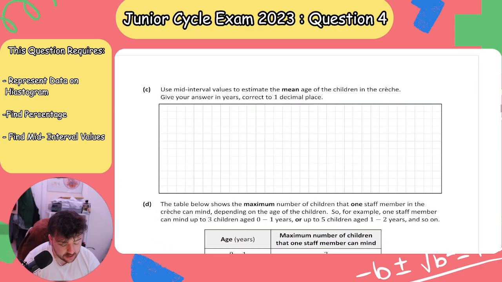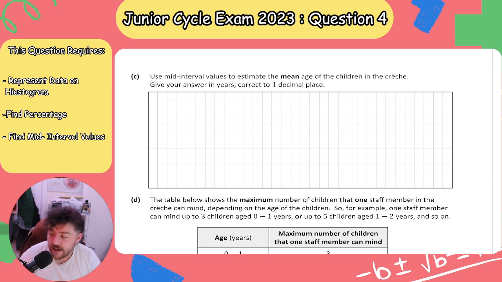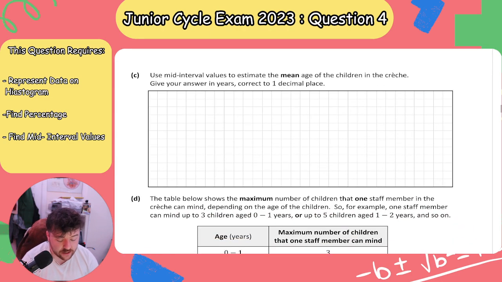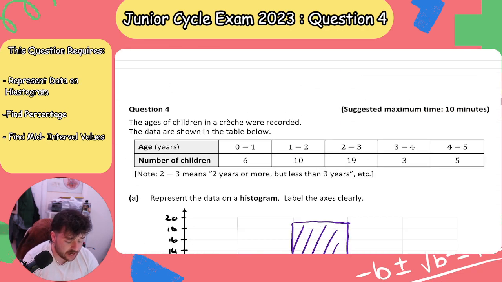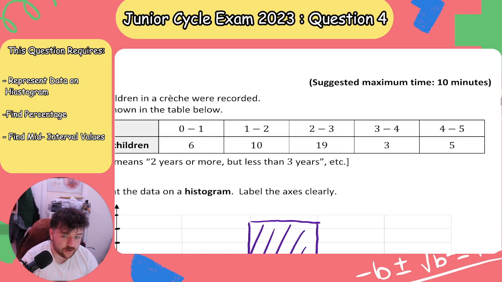Part C: use mid-interval values to estimate the mean age of the children in the creche. Give your answer in years, correct to 1 decimal place. So it's very important you knew what mid-interval values were and how to calculate them. I look for the middle value of the range, the mean of the range, and multiply it by its frequency. Then I divide everything by the total amount of children we have.